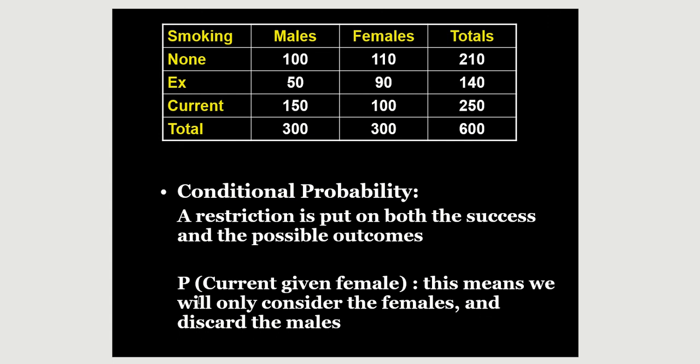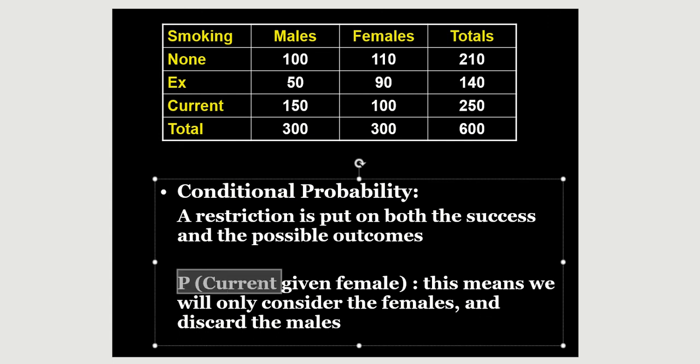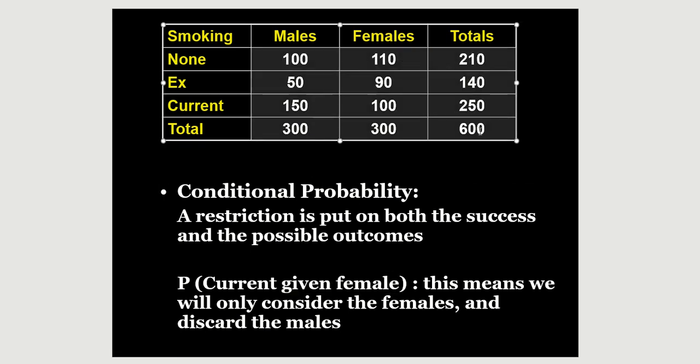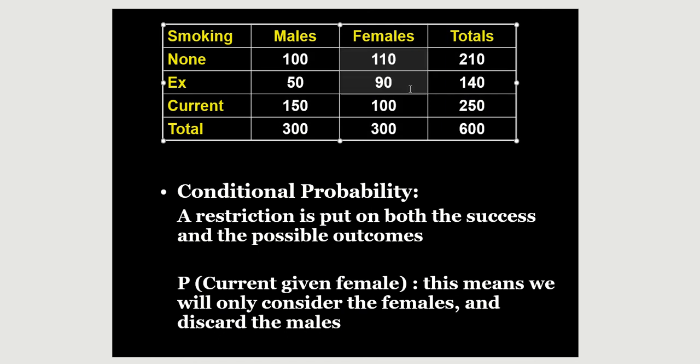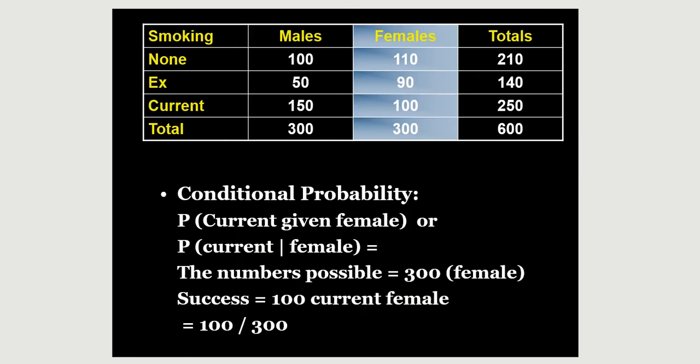So that example is probability of current smoker given female. So the restriction or the condition is what comes after given. So given it's a female, it means that we know it's a female. So we're not going to consider those who are not female. So we're only going to look at females. Okay? So what that means, you're no longer looking at the entire table. You're going to only look at the females, which is evident in the next slide.